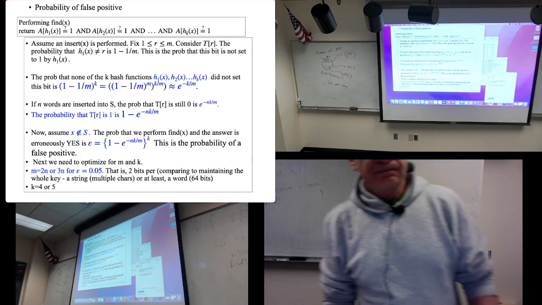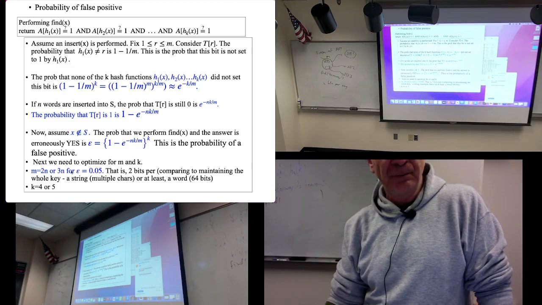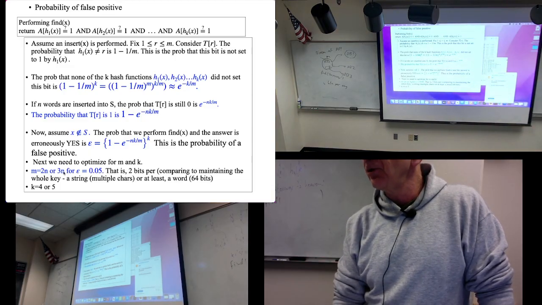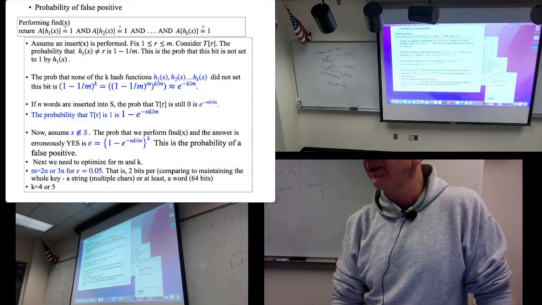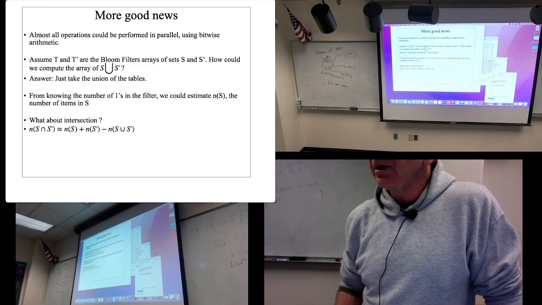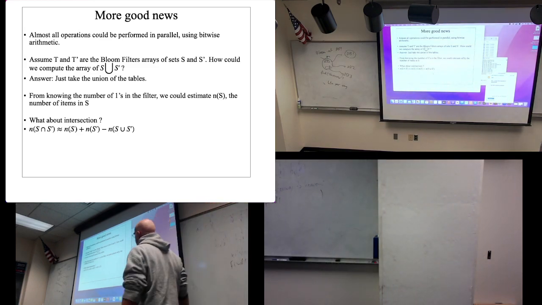So for 5%, that's the number of bits you're using, about 2n or 3n, and the number of hash functions would be between 3 and 5. OK, and there is a lot of things that we can estimate based on the Bloom filter.